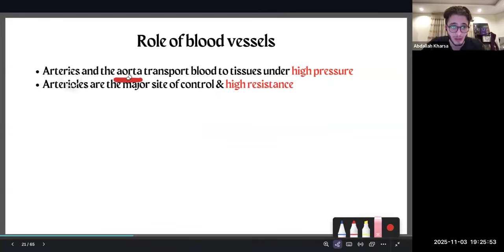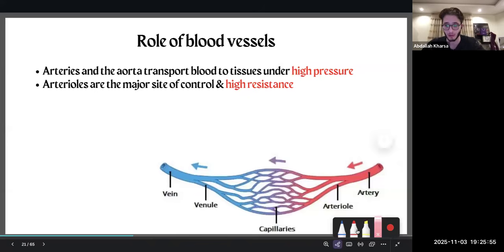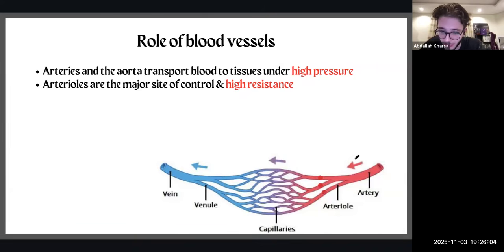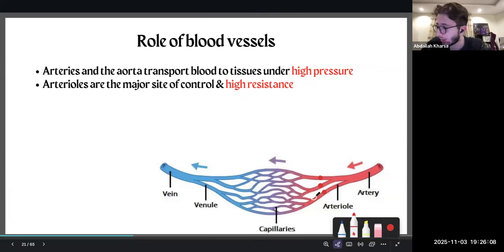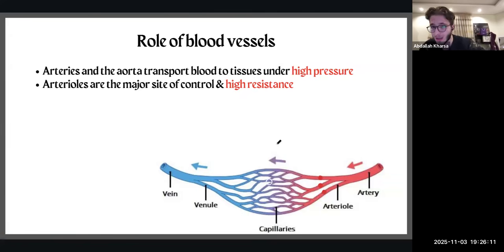Arterioles are the major site of control and high resistance. Okay, let's recall. This is an artery. Right before capillary, you have arterioles. I want you guys to think of these as like checkpoints. This is where your sympathetic nervous system controls your blood flow. They can constrict and they can dilate because they have the highest resistance. They're most able to block the blood flow or increase it. Is this clear to you guys? Arteries have high pressure. Arterioles have high resistance. They're the major site of controlling the blood flow.